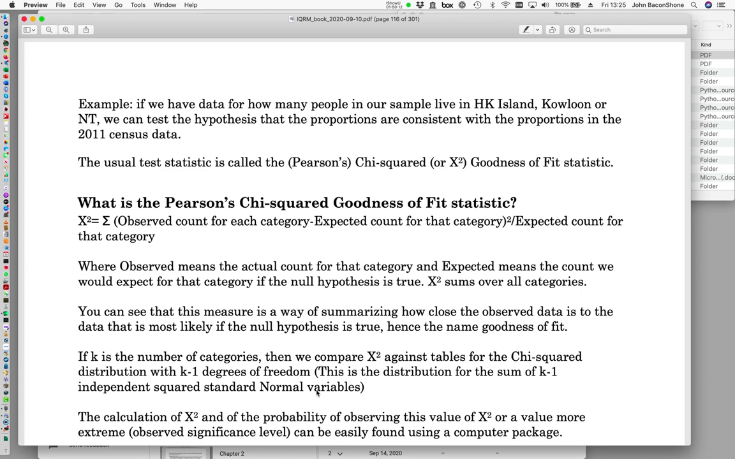But in this situation, where we're testing the null versus the alternative, the issue is simply, is X squared big enough to reject the null hypothesis? So we're going to calculate the probability of observing this value of X squared or a value more extreme. That will be our observed significance level for our hypothesis test, right? So we calculate X squared, then the probability of getting this value or something bigger. And if that probability is sufficiently small, then we believe that our data is inconsistent with the null hypothesis.